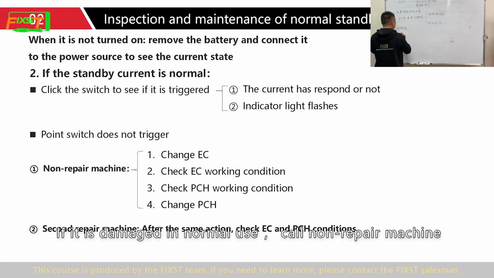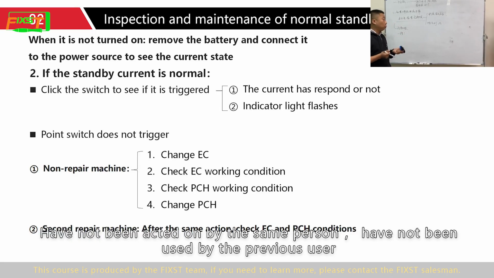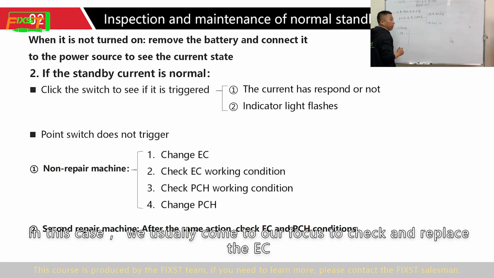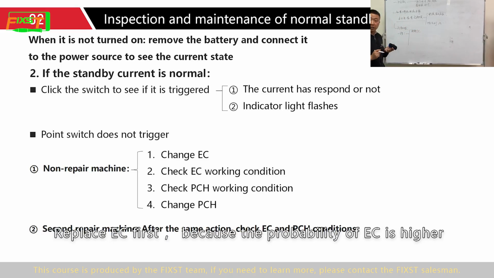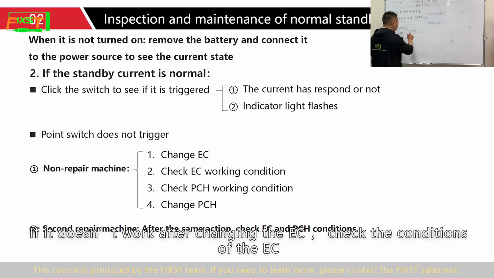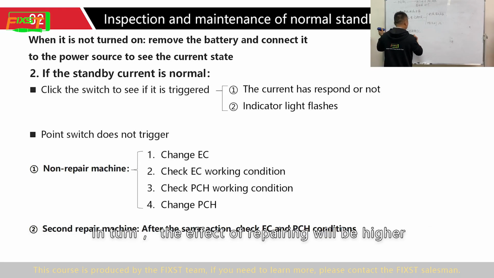If it is damaged in normal use, it is called a non-repair machine, one that has not been worked on by others or used by a previous user. In this case, we usually focus on checking and replacing the EC. Replace the EC first, because the probability of the EC is higher. If it doesn't work after changing the EC, check the conditions of the EC. In turn, the repair effect will be higher.